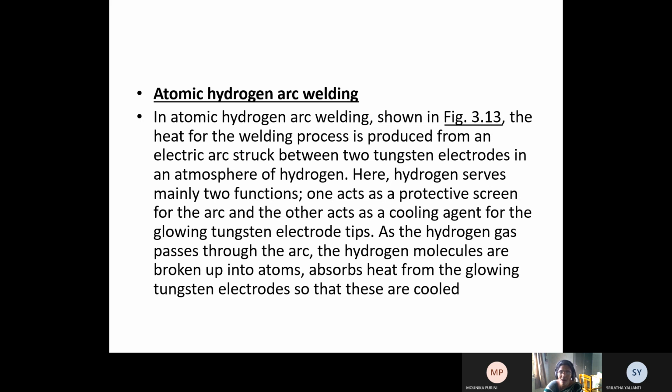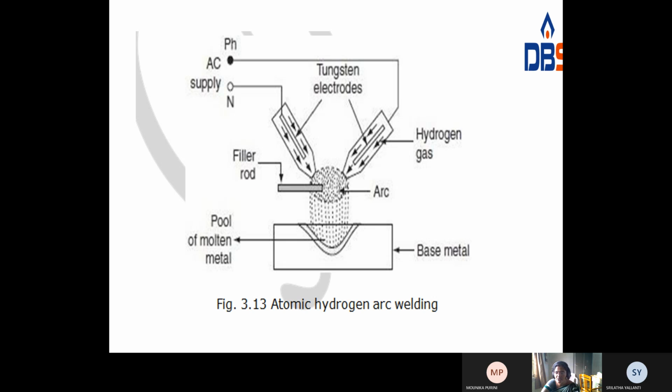As the hydrogen gas passes through the arc, the hydrogen molecules are broken up into atoms and absorb the heat from the glowing tungsten electrodes, so that these are cooled. So whenever the arc is struck between the electrodes, the hydrogen gas passes through the arc, and the hydrogen molecules are split into atoms. Those atoms absorb the heat from the glowing tungsten electrodes, so that they are cooled. In this way the tungsten electrodes are cooled.